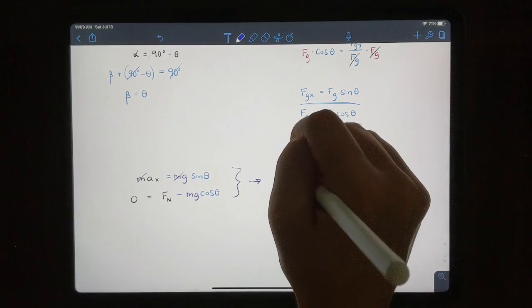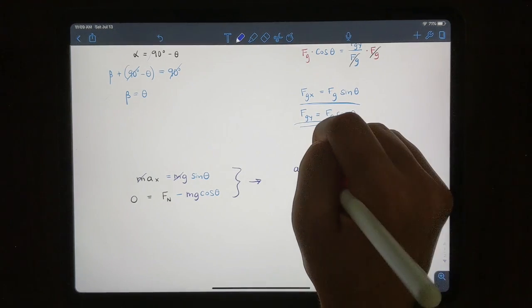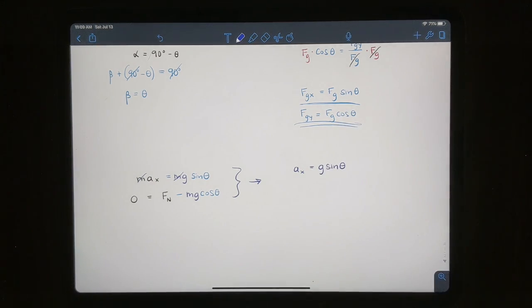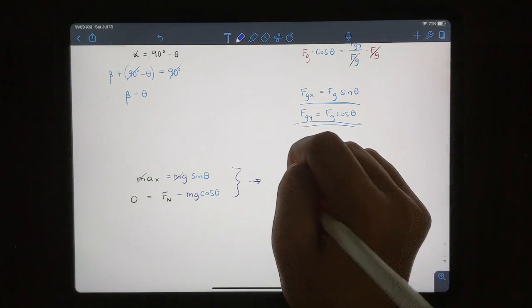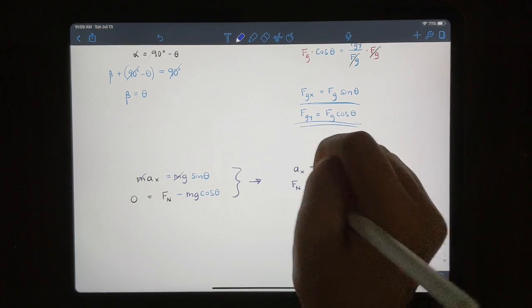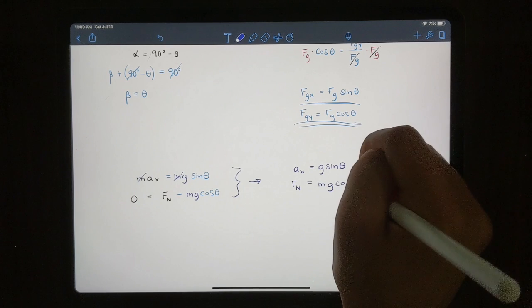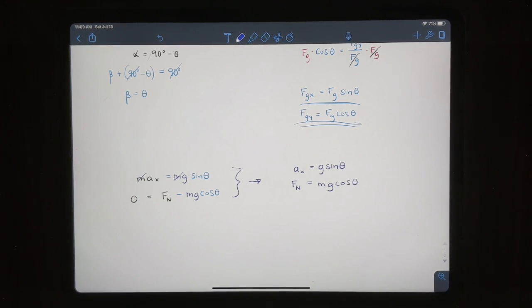So the first equation leaves me with the acceleration in the x direction is g times the sine of the angle of the ramp. And the bottom equation tells me that the normal force is equal to the mass times the gravity times the cosine of the angle of the ramp.